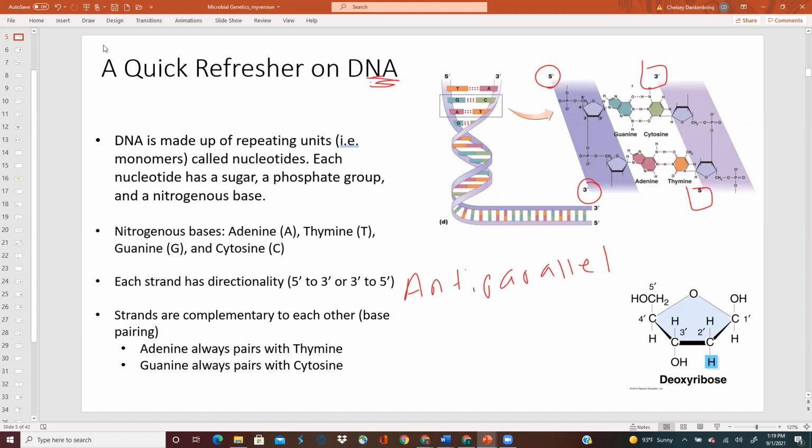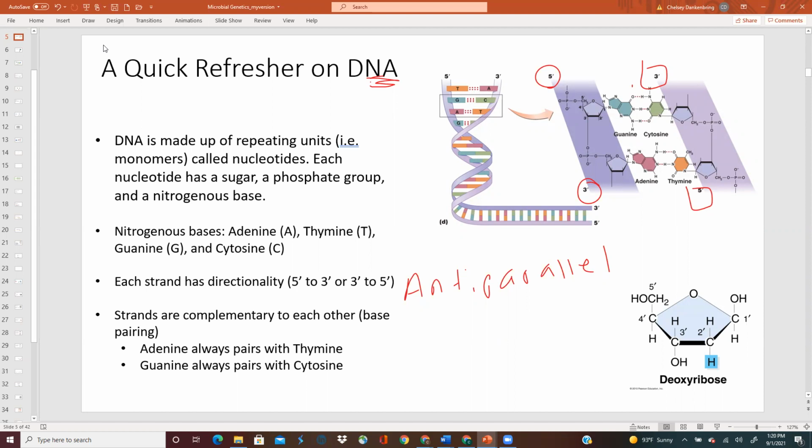Okay. And so they're like two one-way roads, right? One of them is running left to right and the other is running right to left. So you might be saying, Chelsea, why on earth do we call these 5' and 3'? Well, that has to do with the picture of the sugar that you see on the bottom right. So the sugar is the middle component of the nucleotide, okay?